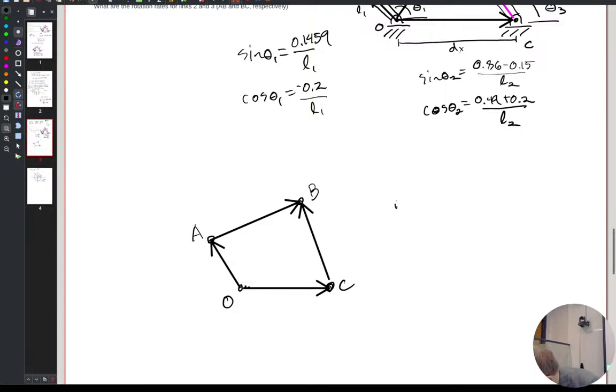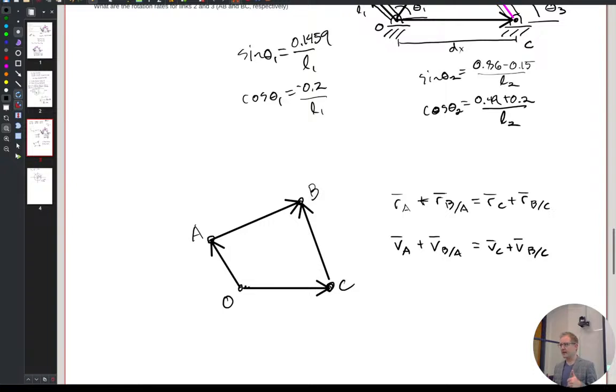All right, so we have RA plus RB with respect to A has to be equal to RC plus RB with respect to C. And those vectors always have to add up no matter how this thing is oriented. Like that, it's got to make that parallelogram. So then we could say VA plus VBA equals VC plus VBC. And now we've got constraints on position and velocity.